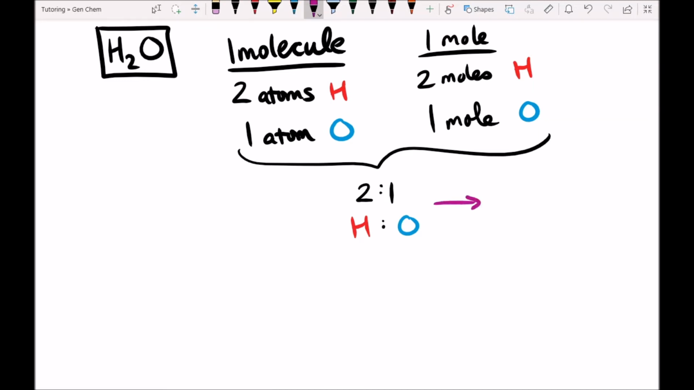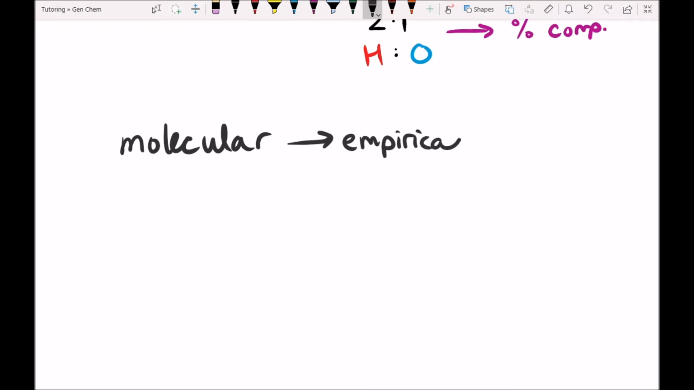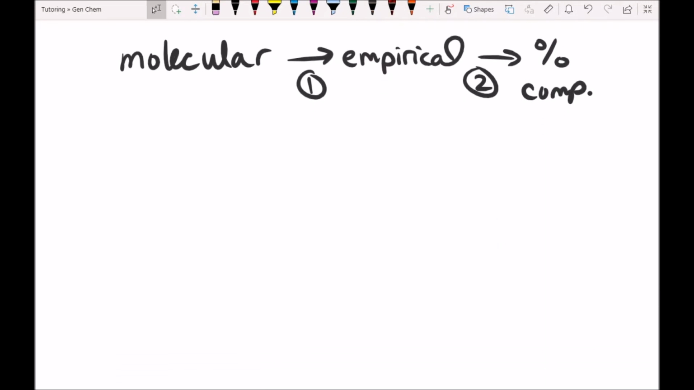And from this ratio of atoms of different elements in a molecule or a mole of a substance, we can obtain the percent composition by mass. So what we're going to be doing mathematically is going from the molecular formula and obtaining the empirical formula, and from that getting the percent composition by mass. So it's a 2-step process. I have a previous video on going from molecular formula to empirical formula. So in this video, we're going to focus on obtaining the percent composition.